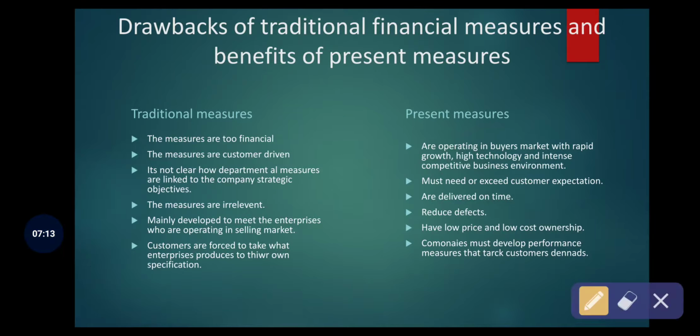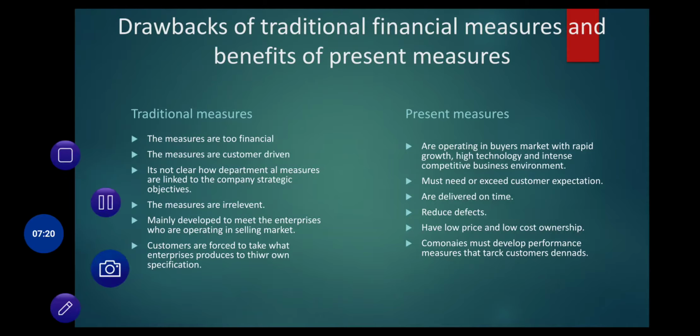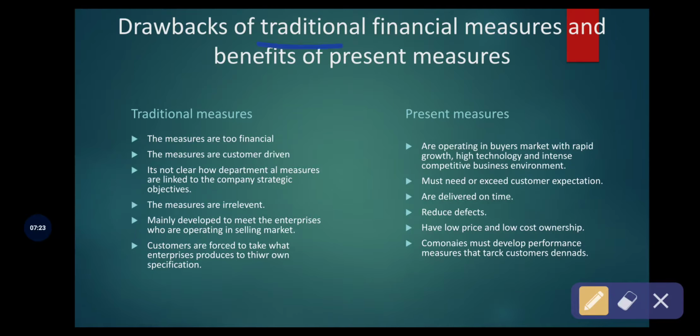Next, all the measures were irrelevant and inaccurate. Next, traditional financial measures were only concentrating on the measurement of the performance of the selling market. So the employees who are working in the market, in the selling area, their performance was measured because they are the main key persons who can get the profit.